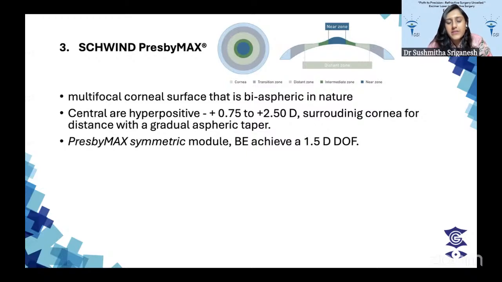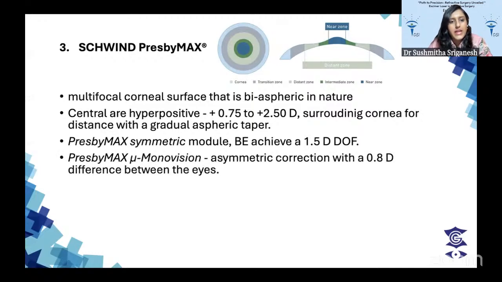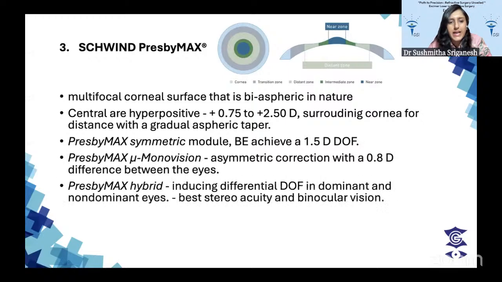However, there were a lot of side effects like glares and halos because of this multifocal corneal profile that was created. So then came the Presbymax Micromonovision, where they incorporated an asymmetric correction with a 0.8 diopter difference between the eyes. This was slightly better accepted.